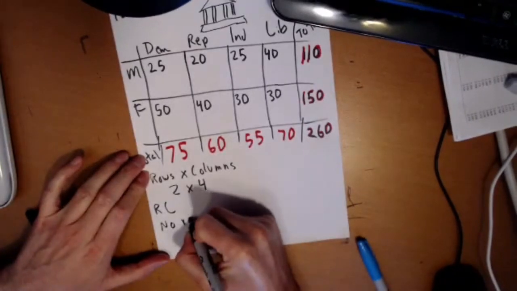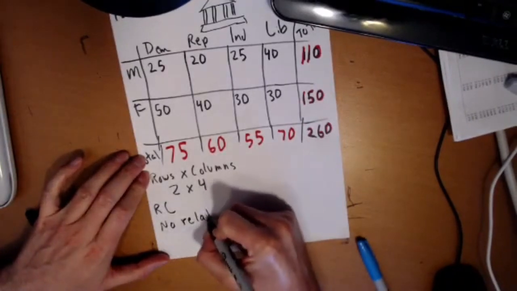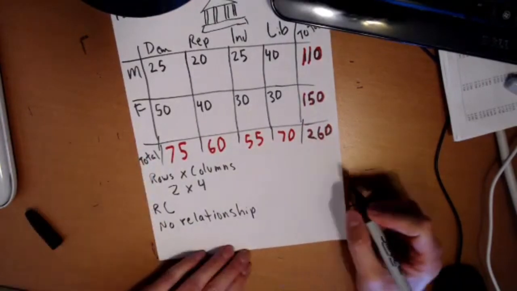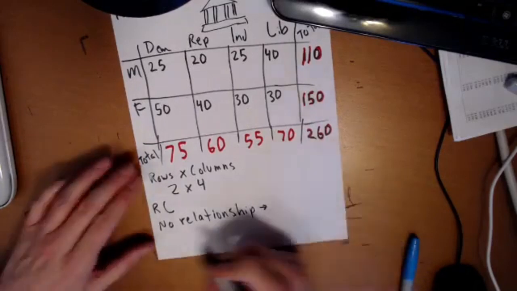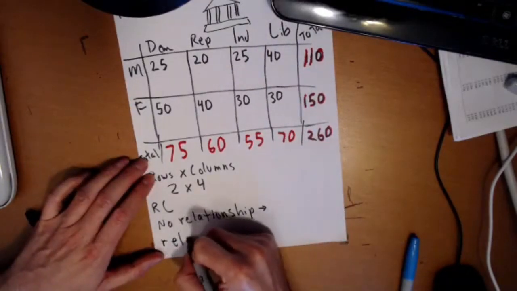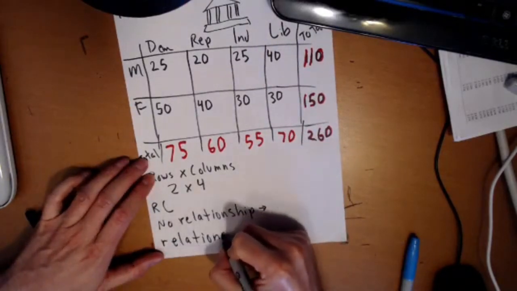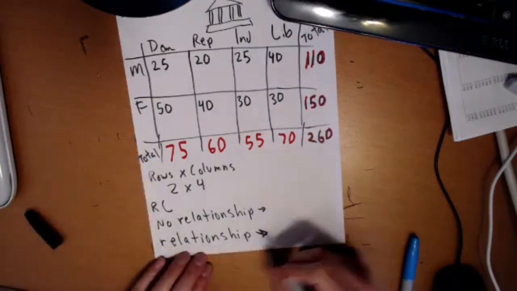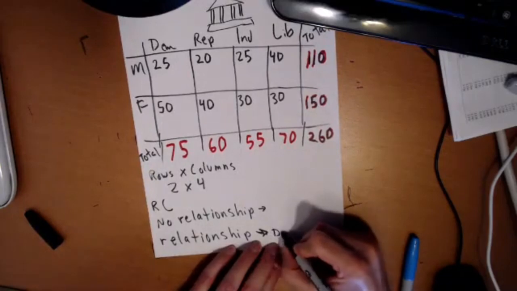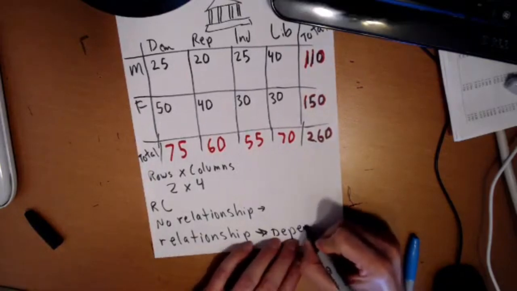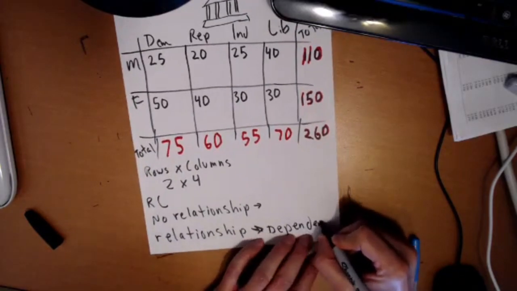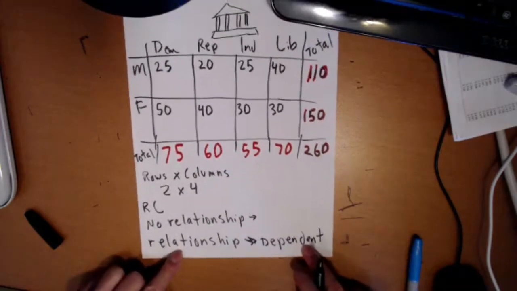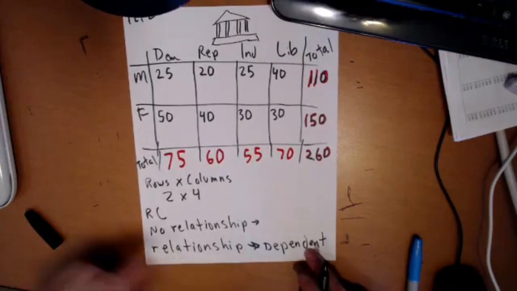Okay, so now what we're wondering is, if there is no relationship, let's write this down. No relationship versus there being a relationship. If there's a relationship, it makes sense to me that I could use the word dependent. There's a dependence. Dependent.